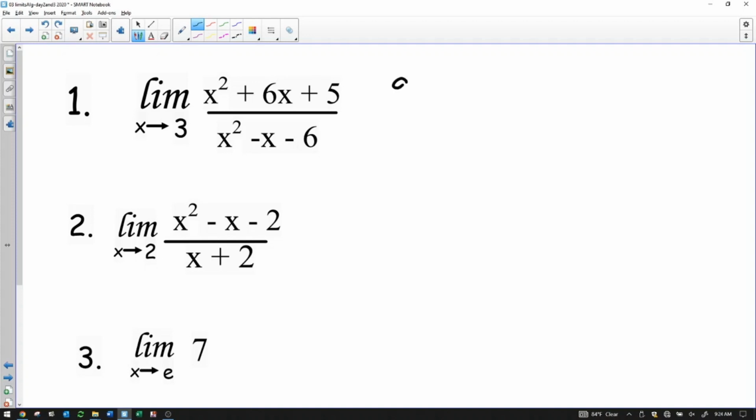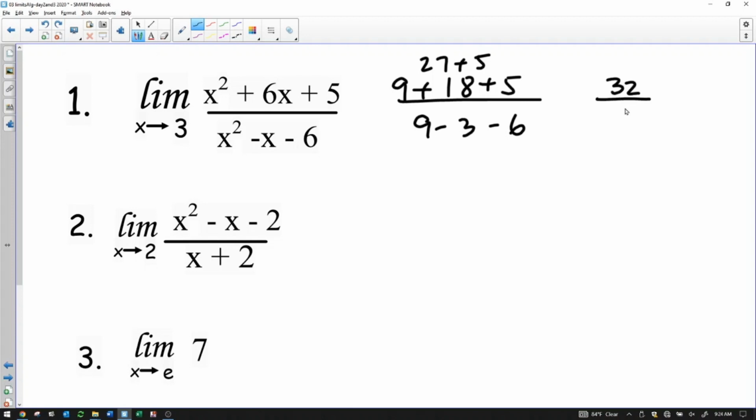So if I plug in here, I'll get 9 plus 18 plus 5 over 9 minus 3 minus 6. This is going to be 27 plus 5 on the top there. So if I'm doing this right, I'm getting 32 over 0. If you get 32 over 0, what is your answer? DNE. So this is DNE. Is everybody good with that?